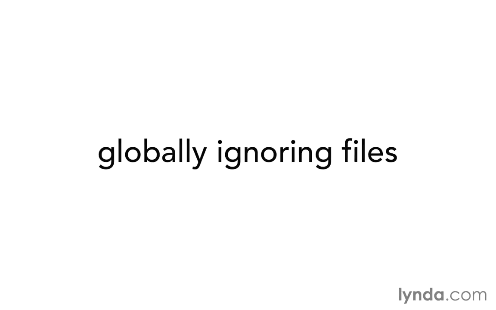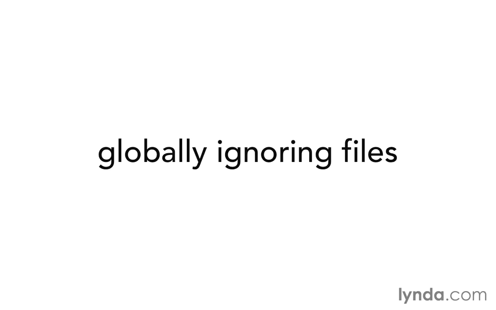We've seen how we can tell Git which files it ought to ignore inside of our working directory. We did that by putting a .gitignore file in the root of our working directory and even storing and committing that to our repository. But what if we find ourselves ignoring the same files over and over in all of our different projects, in each of our different Git repositories?